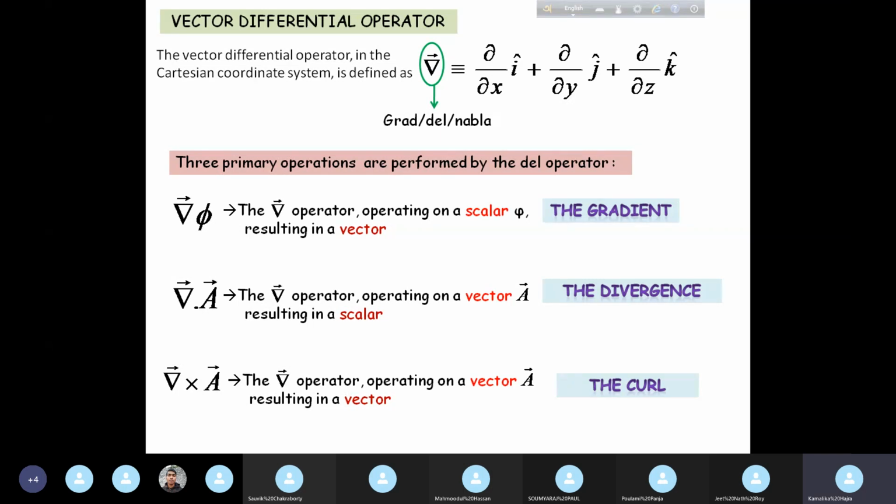We are going to see mathematically what we should do when we are asked to take the gradient or divergence or curl of a scalar or a vector. And most importantly, we are going to understand what is the physical meaning of these operations. When the grad operator is converting a scalar into a vector, what is the physical significance of it? What is actually happening in reality? And similarly, we'll discuss for the divergence and the curl one by one.